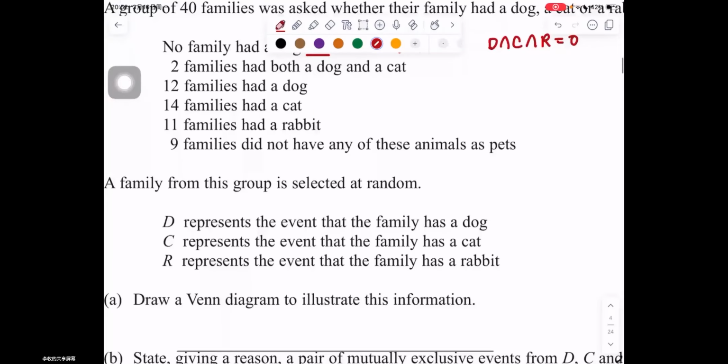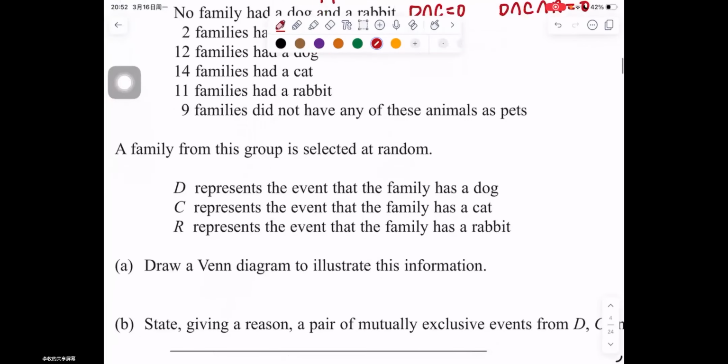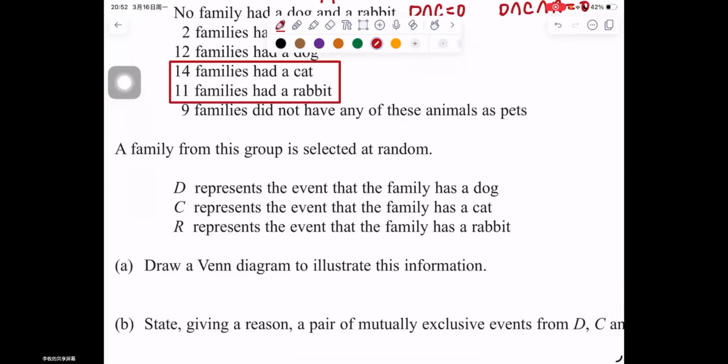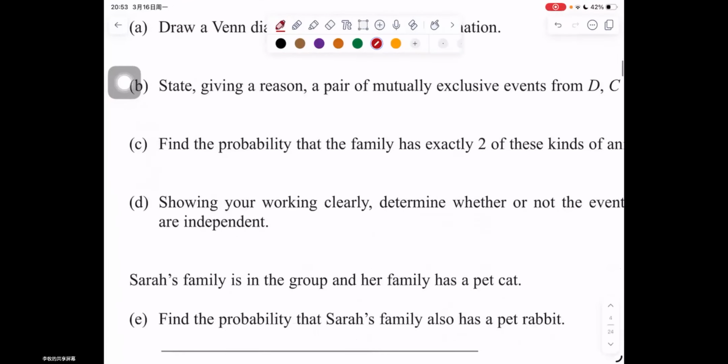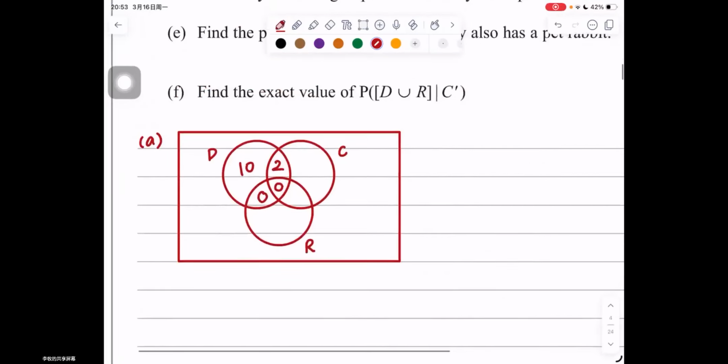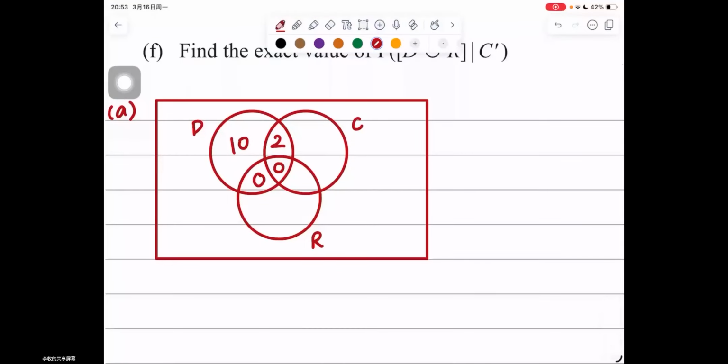Next one, 14 families had a cat and 11 families had a rabbit. We're going to leave these two to the end to calculate. Let's look at the final sentence. 9 families did not have any of these animals as pets. This means that excluding all of the animals mentioned, dog, cat, and rabbit, we are left with 9 families. Those 9 families do not have any of them, so they are not included in the sets.